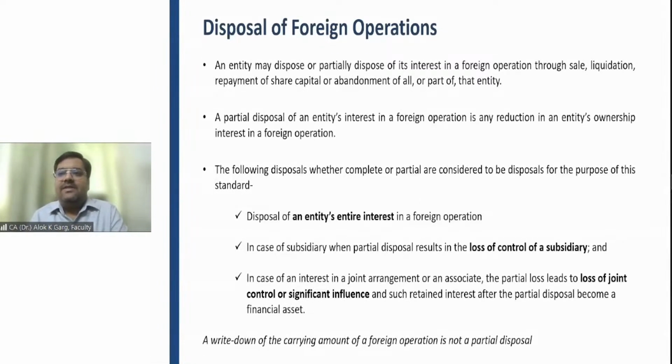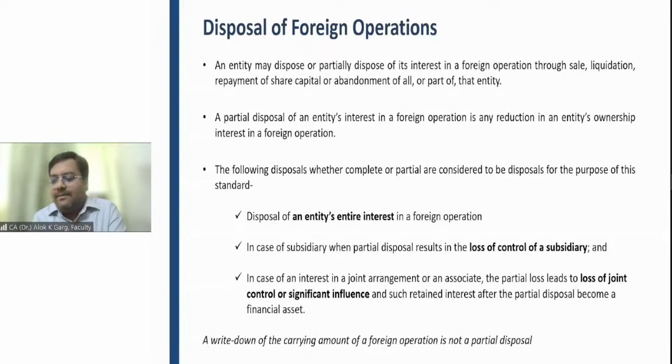Reliance is having a branch in Singapore and now they want to discontinue. So they want to discontinue the assets, liabilities, whatever they have there in Singapore, right? So if they are having a branch in Singapore and they are disposing of this branch, then of course, if any balances are there in foreign currency translation reserve, that has to be transferred to P&L, okay?